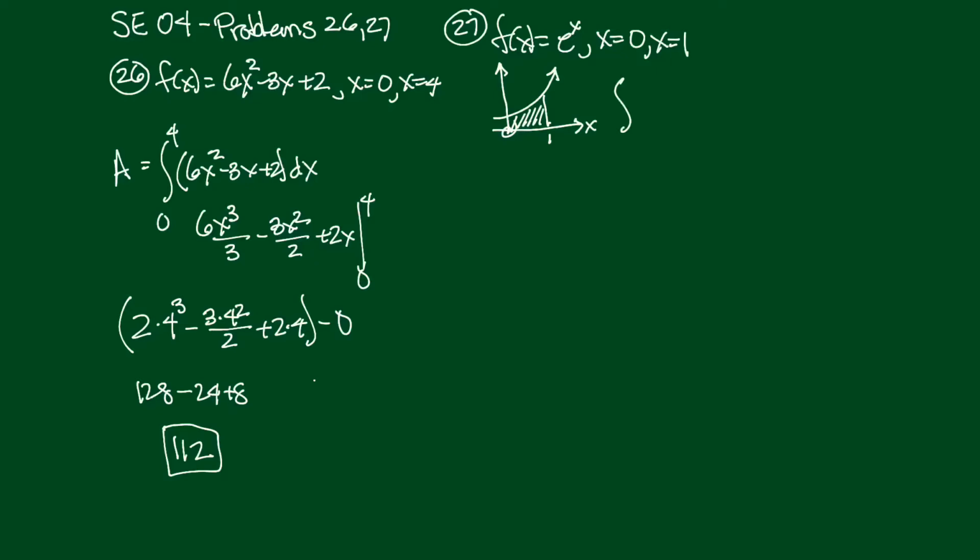We're just going to evaluate the integral from 0 to 1 of e to the x dx, which gives us e to the x from 0 to 1. Put in the 1, we'll get e to the 1 minus, put in the lower limit, 0. So e to the 1 is e minus e to the 0 is a 1, so that many square units.